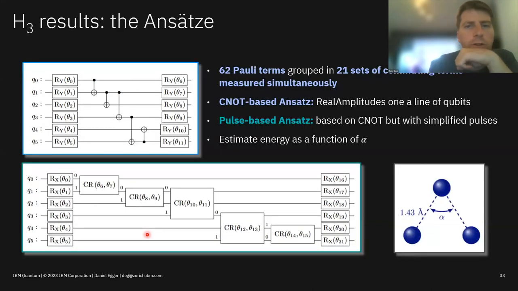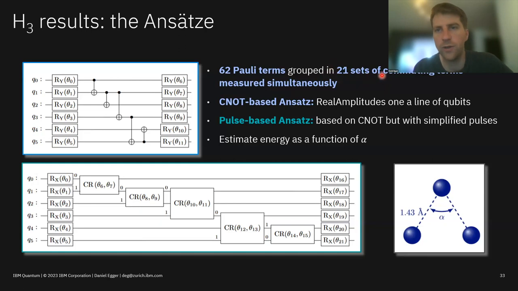Now, the next molecule that we studied is a little bit more challenging. It is the H3 system. So it is in fact three hydrogen atoms spaced in a triangle like this. We will be varying the angle between them. If you map this Hamiltonian to the hardware, you will see that we need to measure 62 Pauli terms, and we can group them into 21 sets of commuting terms. This means that we need to do 21 different basis changes. So in effect, at each iteration, we are measuring 21 different circuits.